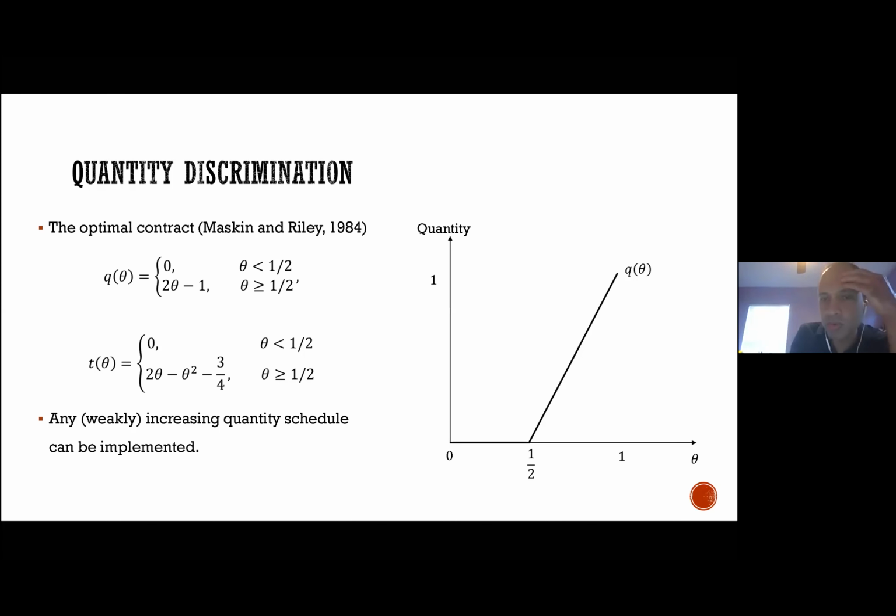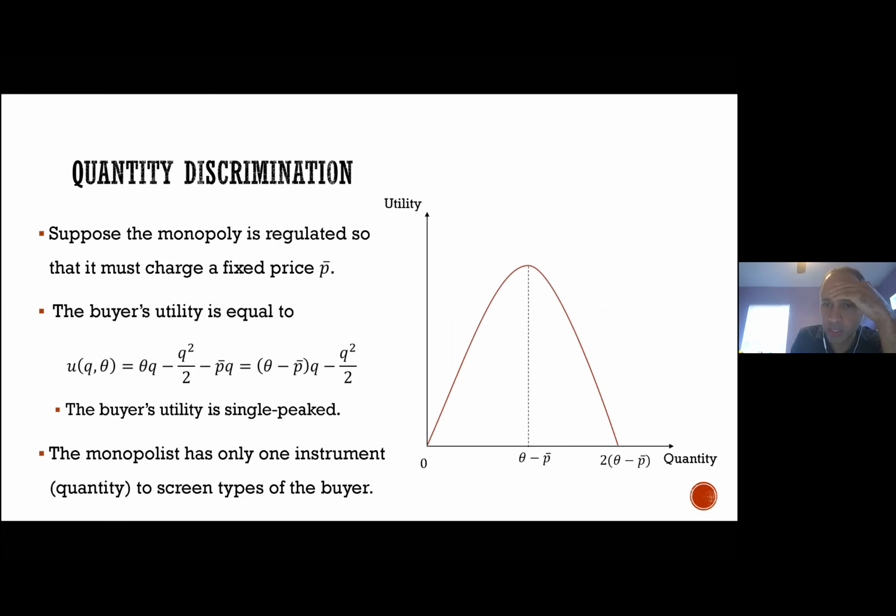But now let's go back to the situation where the monopolist is restricted to charge a fixed price. As I just mentioned, in that case, the buyer's utility is actually single peaked over the space of quantities. And now the monopolist doesn't have two instruments, right? In the standard model, the monopolist offers a quantity schedule and a corresponding transfer schedule. That is a menu of options where each option is a quantity and a transfer payment in order to screen individuals. Now the monopolist only has one instrument, which is the quantity, to screen different types of the buyer.